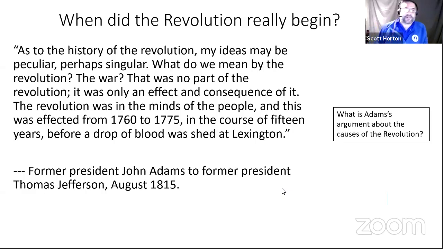So what is Adams really saying here in a letter written much after the American Revolution is over, in 1815? What he's suggesting here is that the change in ideas is really the revolution. It's not the Revolutionary War. That the change in mindset of the colonists, that they needed to resist the unfair actions of the British, is much more important than the war. At least according to John Adams here.